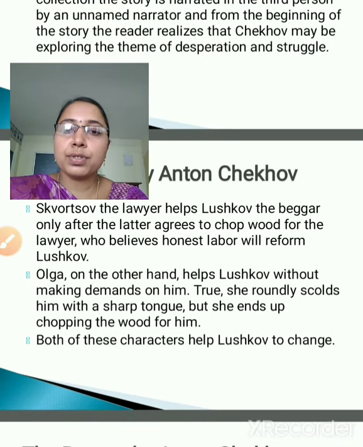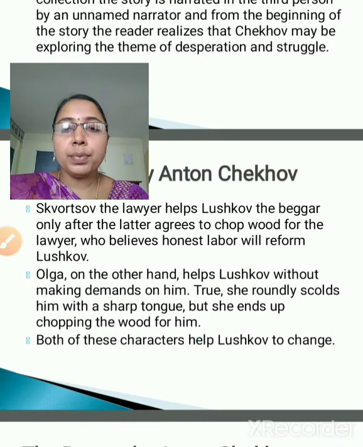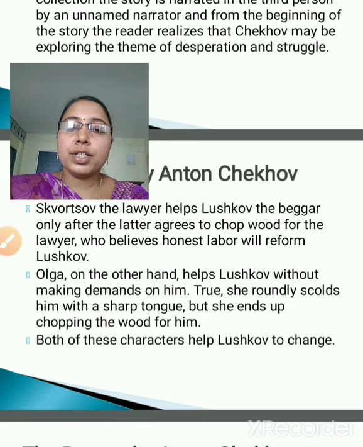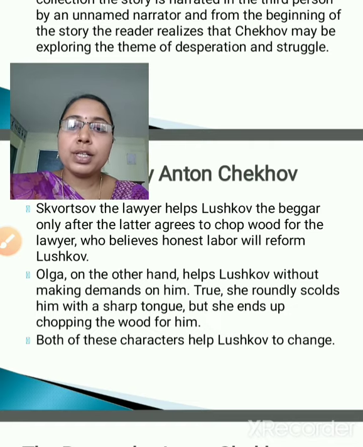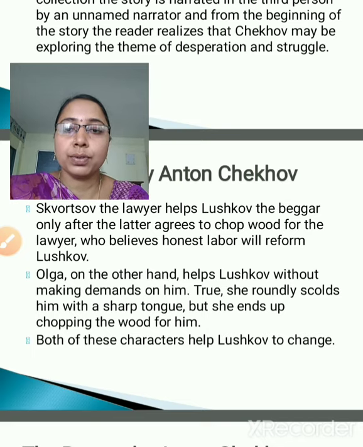When Lashkov goes to the lawyer's home, he meets Olga. Now, Olga is a cook at the lawyer's home, and she is also helping. We see in the story that she helps Lashkov without making any demands on him. True, she roundly scolds him with a sharp tongue, but she ends up chopping the wood for him also.